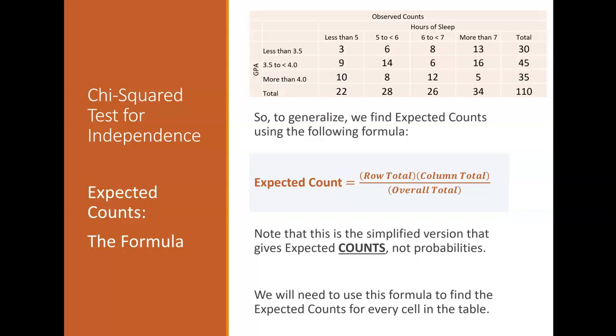Everybody's okay with that? So quick pop quiz. How would I calculate the expected count for someone that sleeps 5 to 6 hours and has a GPA of 3.5 to 4? 28 divided times 45 divided by 110? Nope. Oh, just use the formula. 28 times 45 over 110? There you go. Thanks, Isaac. Everybody's okay? So really easy to do, easy formula to remember.